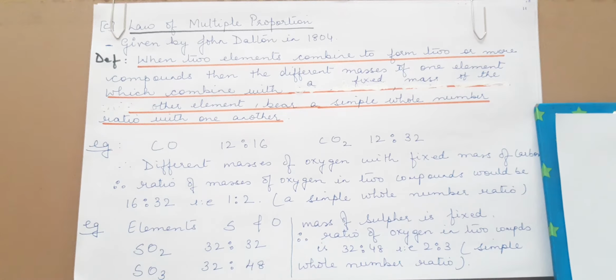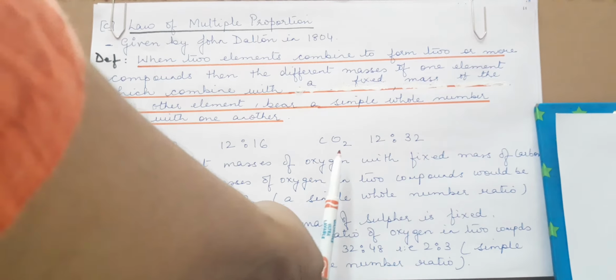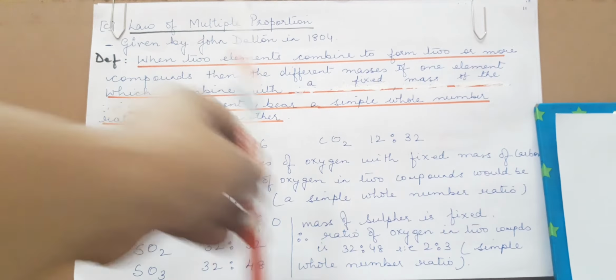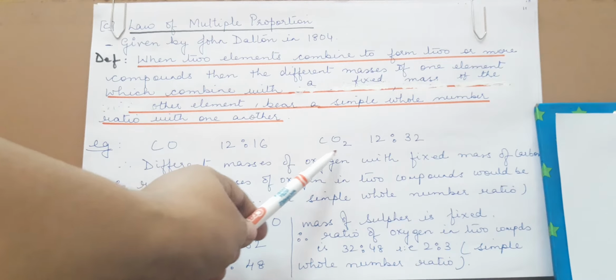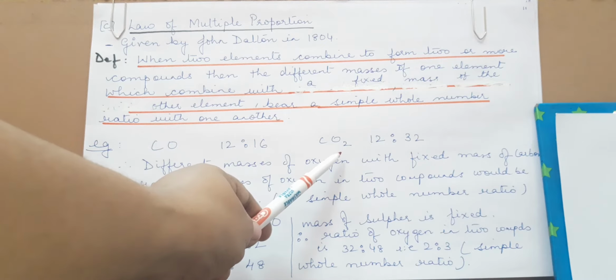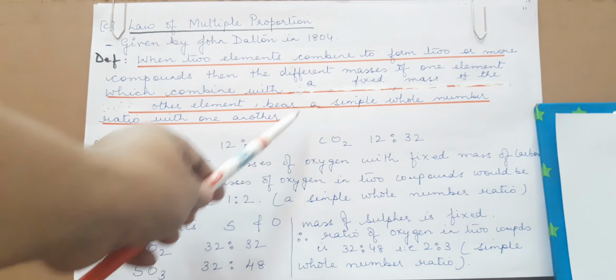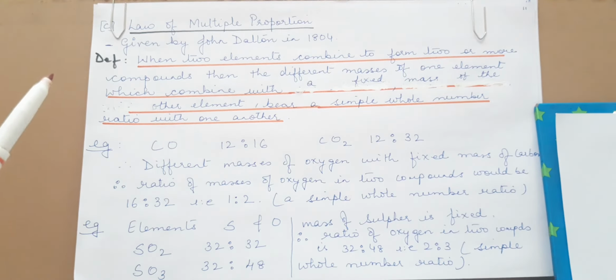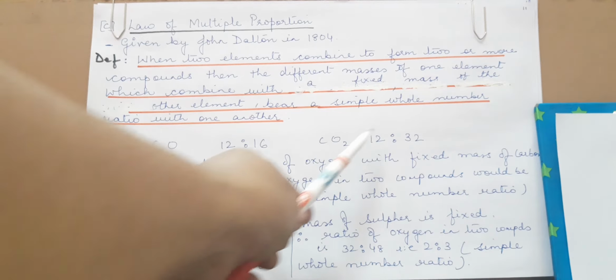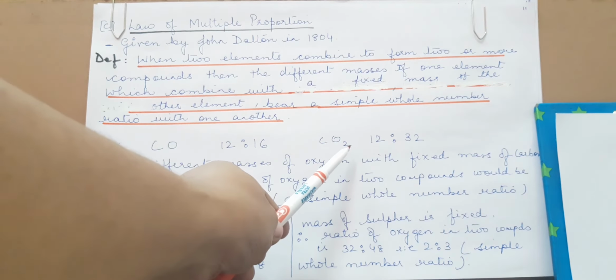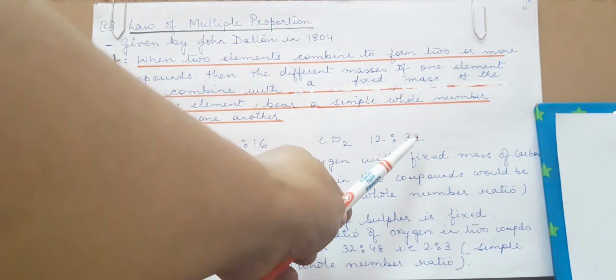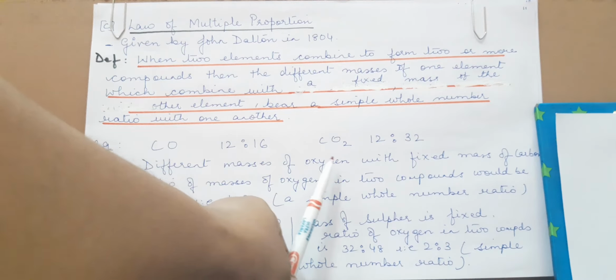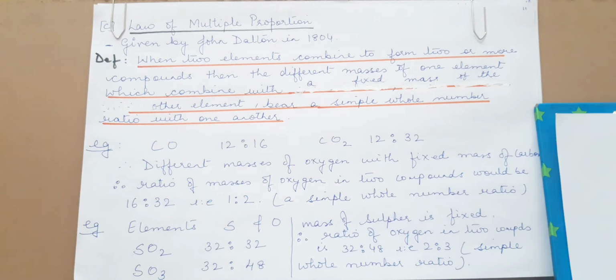So the ratio of the masses of the two elements, carbon and oxygen, in carbon monoxide is 12 is to 16. In carbon dioxide, the ratio of the masses of carbon and oxygen would be carbon 1 atom, 12, oxygen 2 atoms, so 2 into 16, that would be 32. So the ratio over here is 12 is to 32.